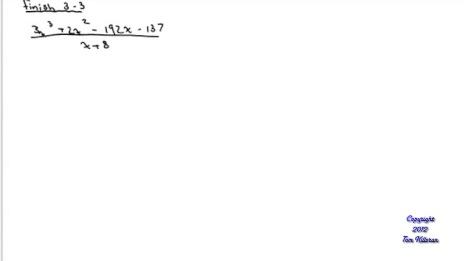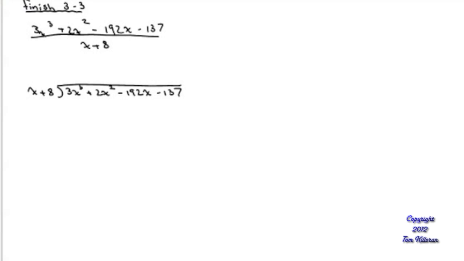So we're going to first do it by long division. x plus 8 is the divisor. The 3x cubed plus 2x squared minus 192x minus 137 is the dividend. And we're trying to find the quotient and remainder. Now this is an easy one because it's just x plus 8 instead of something like 2x minus 3, where things get a little messier. So this should be pretty easy.